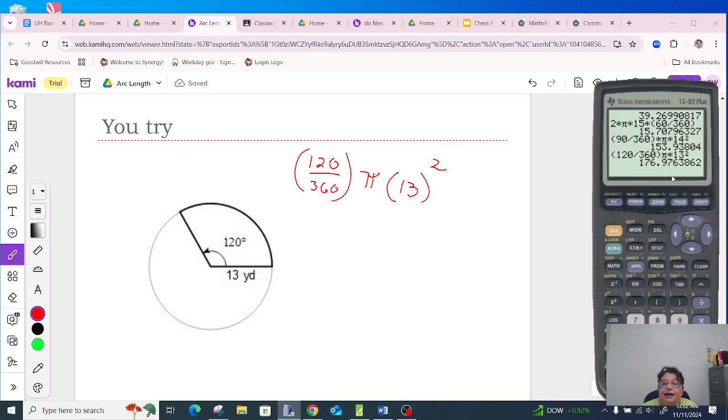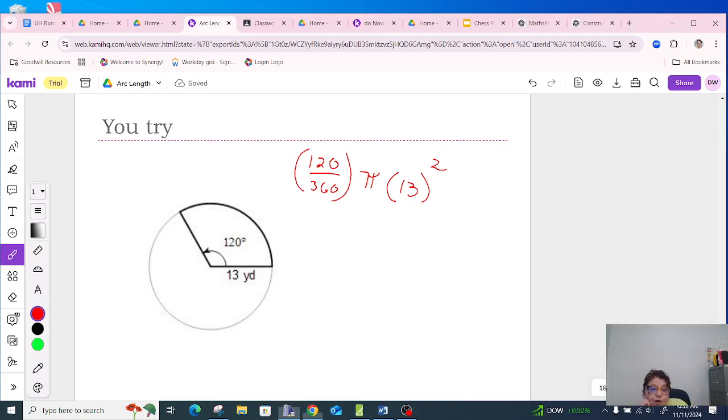So you are correct. This would be 177 because this 7 bumps up this 9, but that 9 has to be bumped up to a 10, so it'd be 177.0 yards squared.